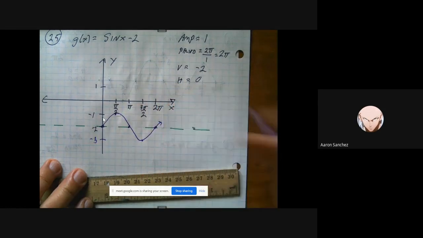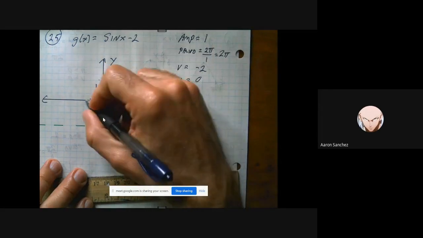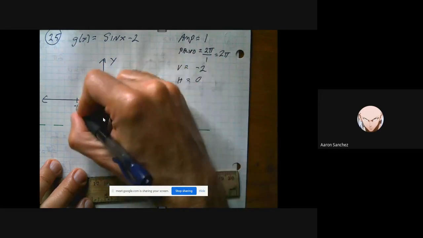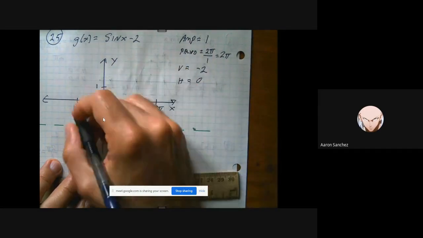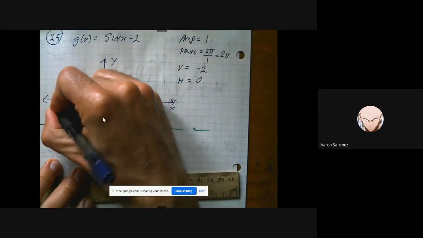And let's go in this direction. -pi over 2, -pi. I'm just mirroring this, right? -3 pi over 2, and then -2 pi.